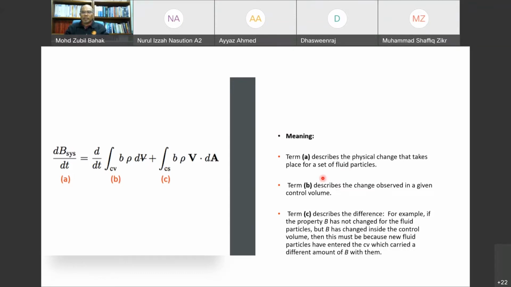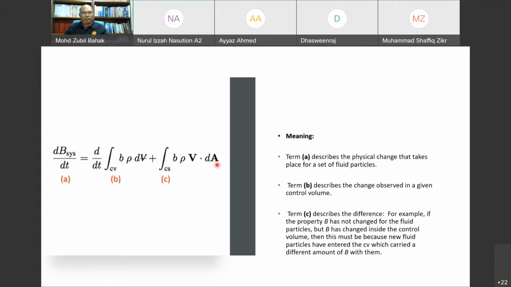Term B describes the change observed in a given control volume. Don't forget, over here you see the control volume. So it is the rate of change of this intensive property inside the control volume. And then plus term C describes the difference. For example, if the property B has not changed for the fluid particle, basically term C is what happens at the control surface.